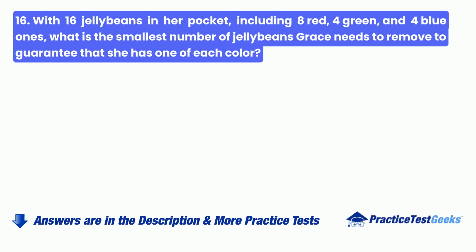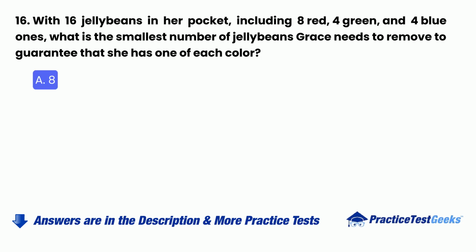16. With 16 jelly beans in her pocket, including 8 red, 4 green, and 4 blue ones, what is the smallest number of jelly beans Grace needs to remove to guarantee that she has one of each color? A. 8. B. 12. C. 13. D. 4.